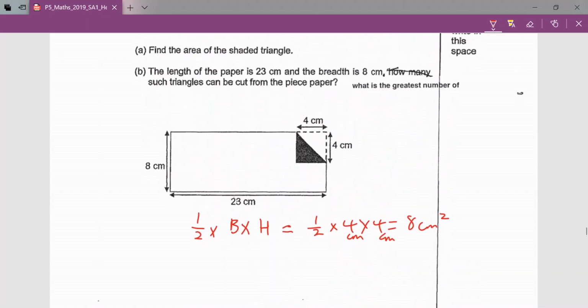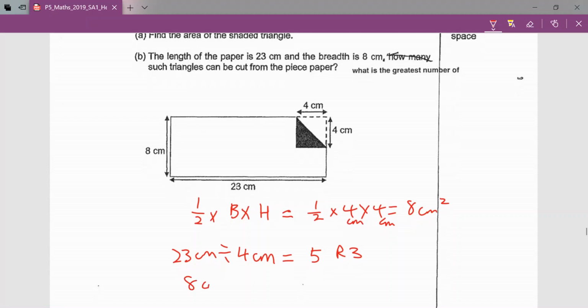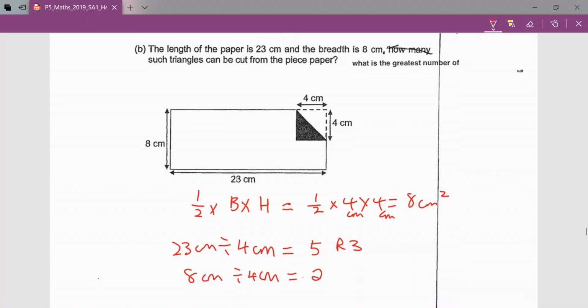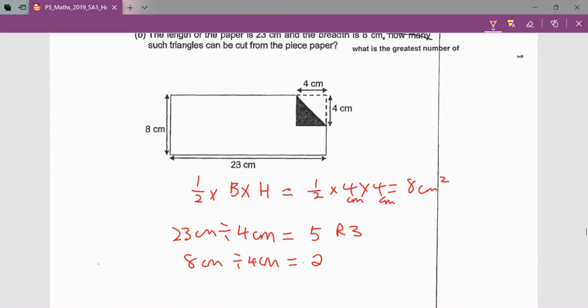Next part, the length of the paper is 23 cm and the breadth is 8 cm. How many such triangles can we cut from the piece of paper? So 23 cm divided by 4 cm, I'm gonna get 5 remainder 3. 8 cm divided by 4 cm, I'm gonna get 2. Maximum I can get out of this is 5, maximum out of this is 2.